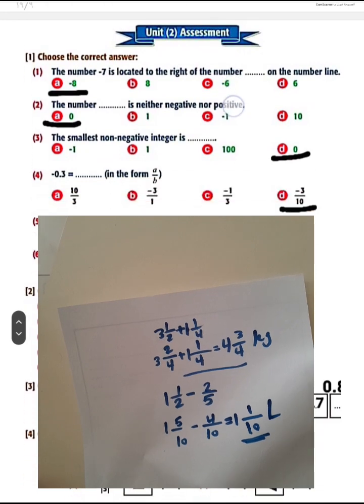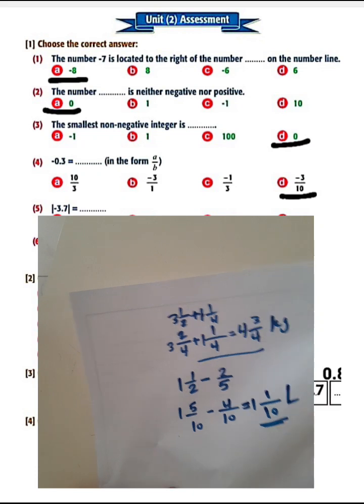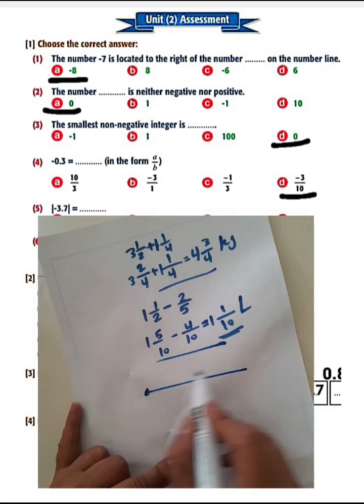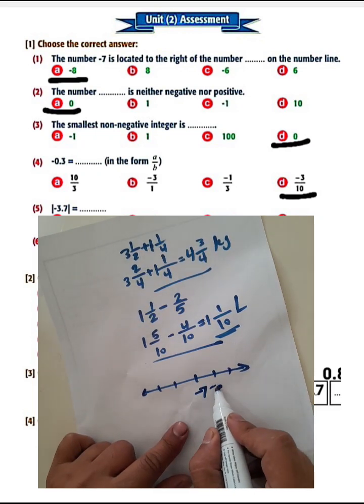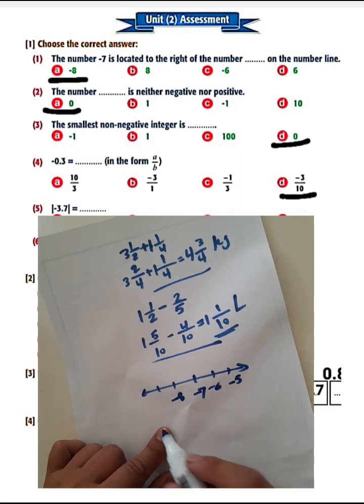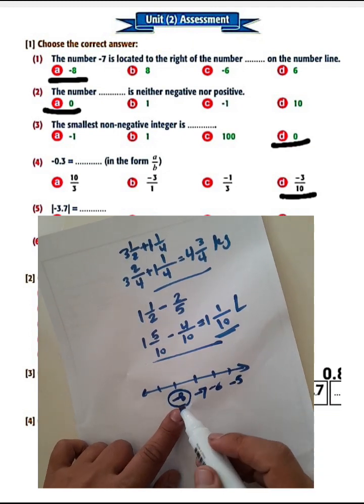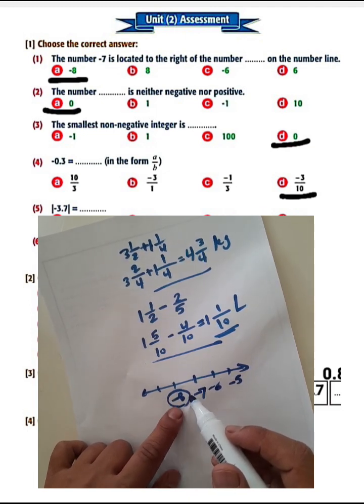Unit 2 assessment. Choose the correct answer. The number -7 is located to the right of what number? -7 is to the right of -8. It means -7 is greater than what? In the number line here, we have negative 7, and here -6, -5, -8. The number -7 is located to the right of the number -8 on the number line.